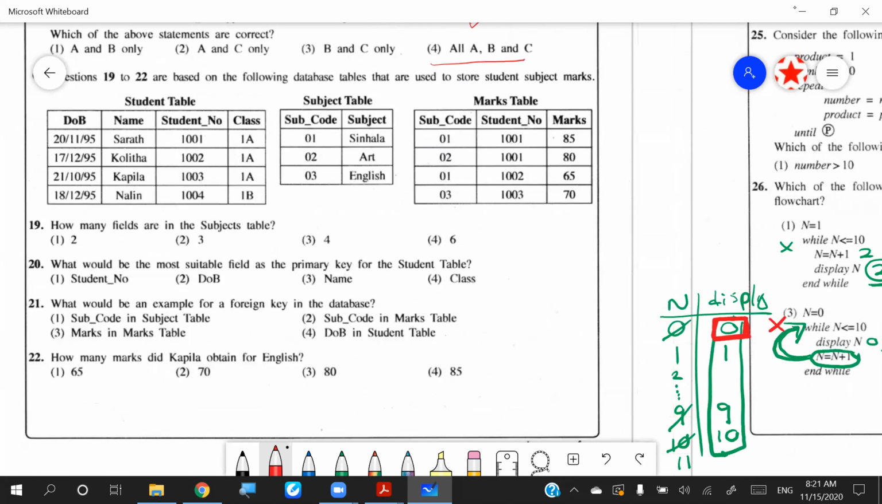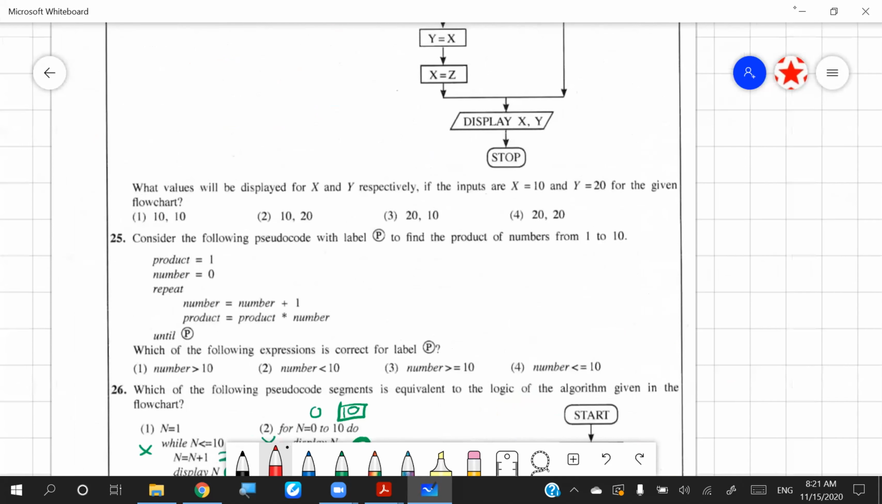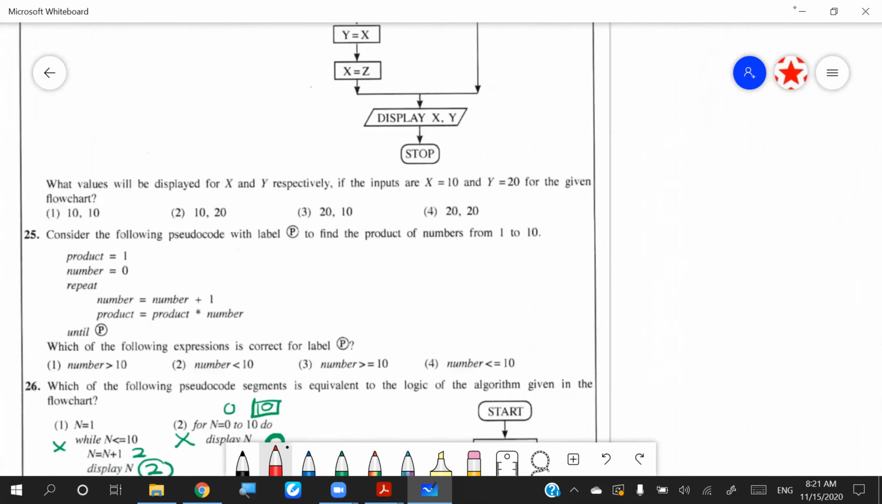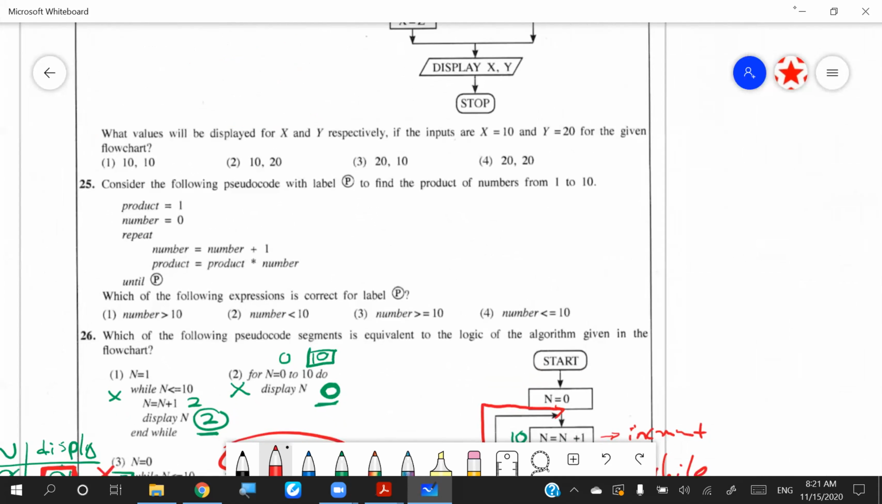25th. Yes, 25th is regarding a pseudocode. Consider the following pseudocode with label P to find the product of numbers from 1 to 10.